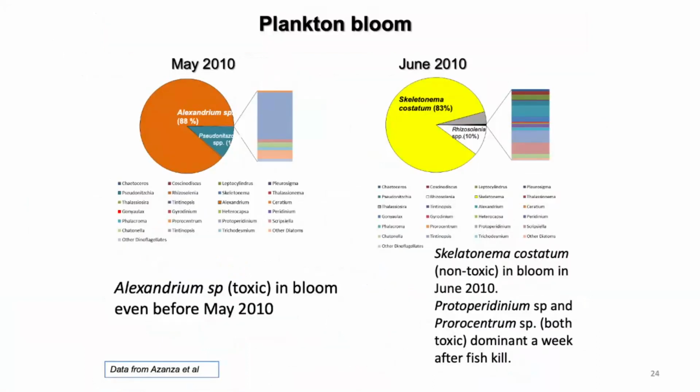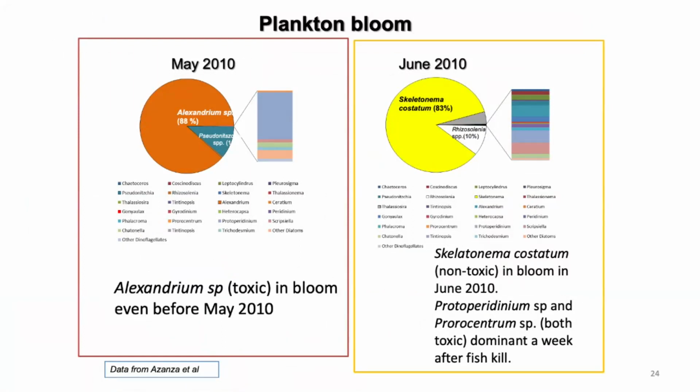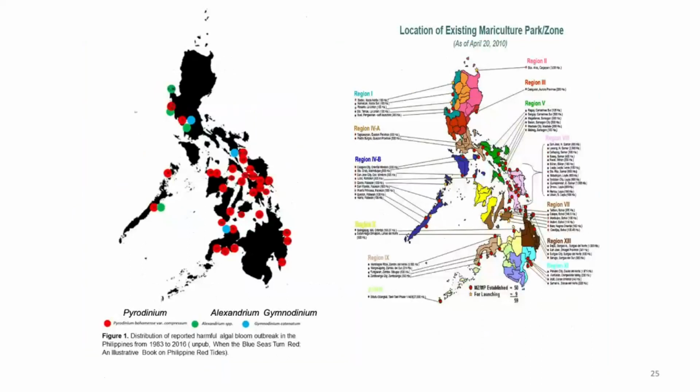We have seen blooms change every month. For instance, in May, it was Alexandrium, which is a toxic species that predominated. And in the following month of June, it was Skeletonema, a non-toxic species. And this has been going on for years with various algae blooming.